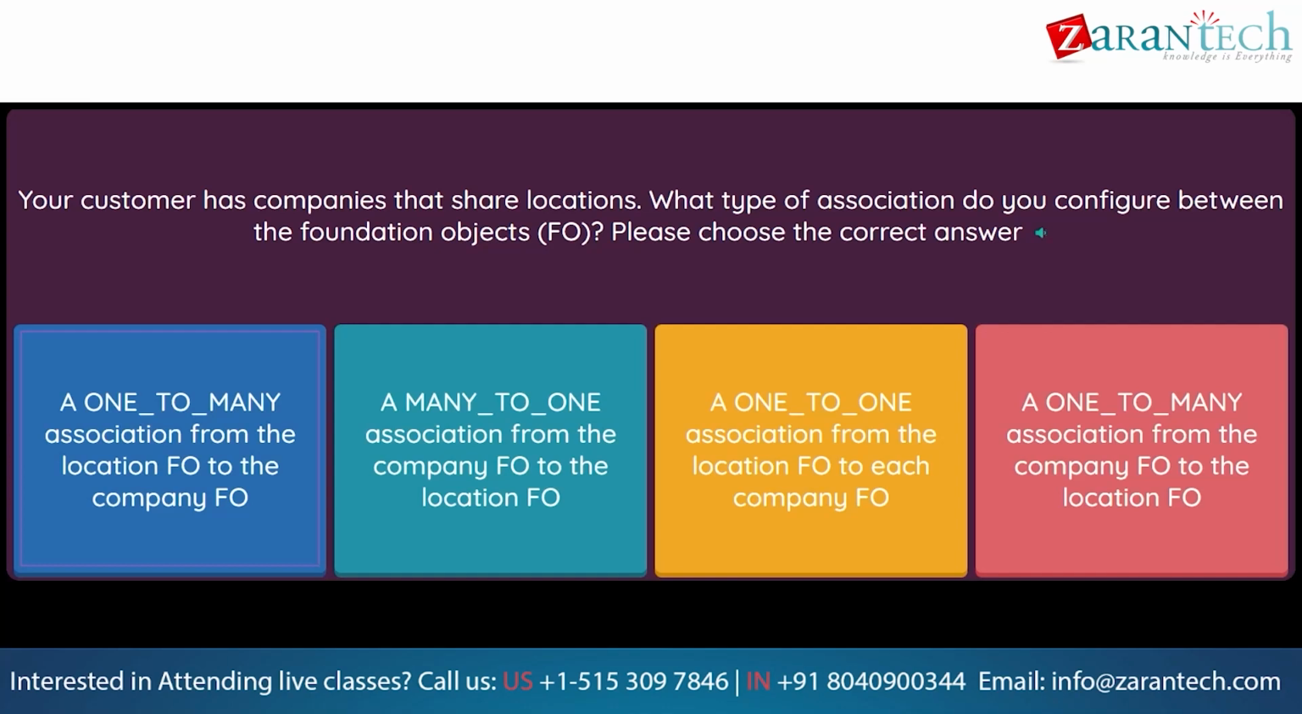Option 1, A one-to-many association from the location FO to the company FO. Option 2, A many-to-one association from the company FO to the location FO. Option 3, A one-to-one association from the location FO to each company FO. Option 4, A one-to-many association from the company FO to the location FO.